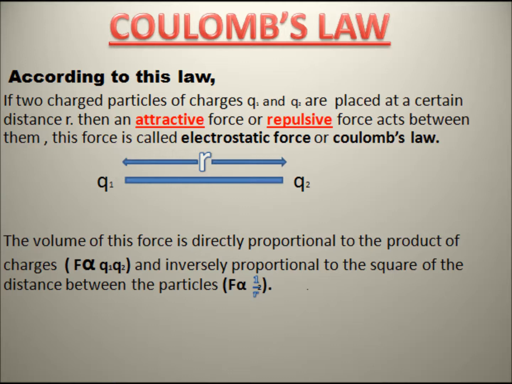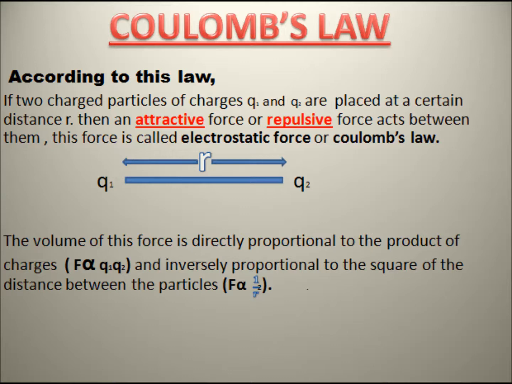What is said in this law is that when two charges q1 and q2 are placed on the same line at a certain distance, as you can see in the diagram on the screen, they repel or attract, and the force produced during repulsion and attraction is directly proportional to the product of the charges and inversely proportional to the square of the distance between them. This is all about Coulomb's law and nothing else.